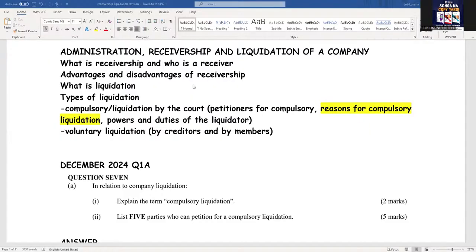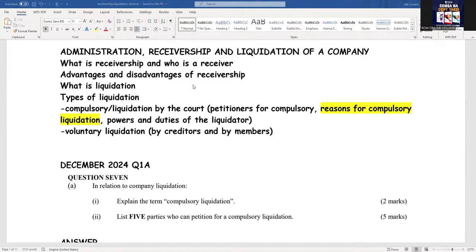So it is where the company is actually compelled to be liquidated. And in this case, the liquidation process commences by issuance of a liquidation order by the court. It is where the company is forced to be liquidated as a result of the court having to issue what we call a liquidation order. So we call it compulsory liquidation.